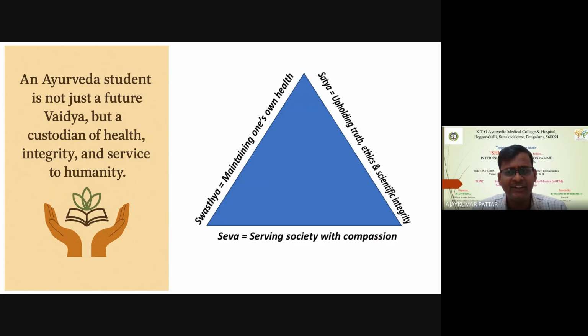Whatever activities and things you do in your life, they should uphold the truth, and should be full of ethics and scientific integrity. And what is Seva? Seva means serving the society with compassion. So we attain the ultimate goal by these three triads: Swasthya, Satya, and Seva.